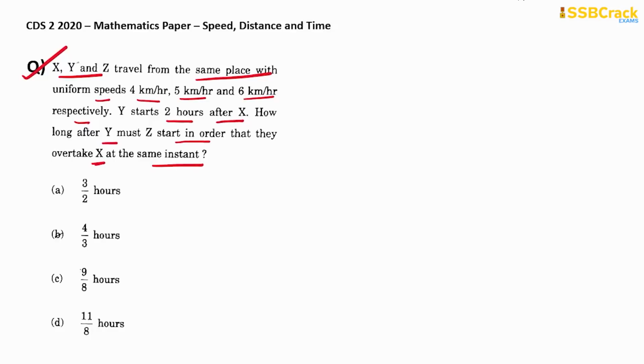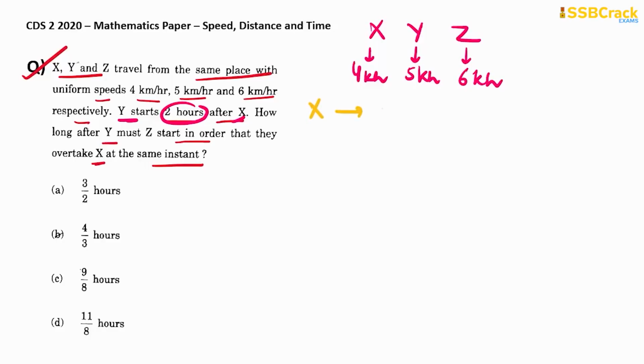So we are given three different people, x, y and z. Speed of x is 4 kilometers per hour, speed of y is 5 kilometers per hour and speed of z is 6 kilometers per hour. Now we are given that y starts 2 hours after x. So in 2 hours x will cover some distance. So distance covered by x in 2 hours will be equal to 4 into 2, as it is covering 4 kilometers in 1 hour. So in 2 hours it will cover 8 kilometers.